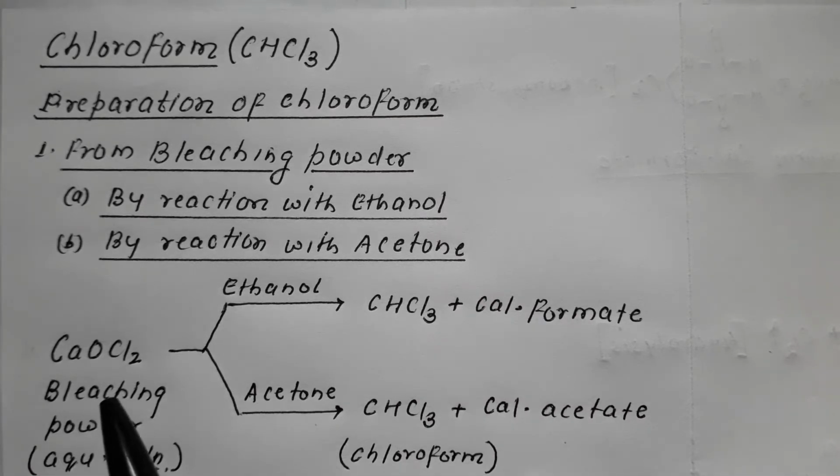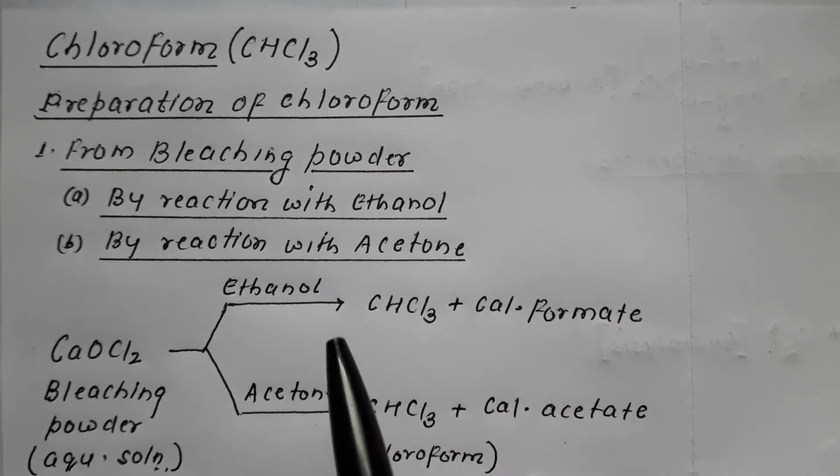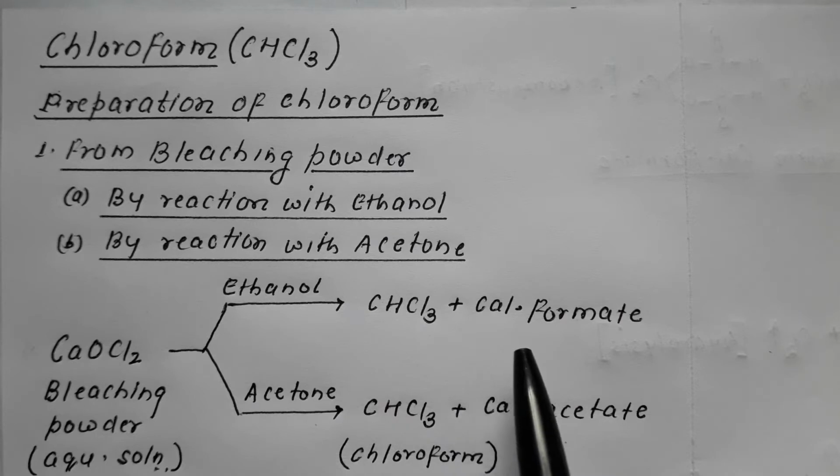Now, if we have taken bleaching powder, CaOCl2, and converted it into aqueous paste, and when into this aqueous paste of bleaching powder we add ethanol, it reacts to give chloroform. Along with it, calcium formate is obtained. If the same reaction is carried out using acetone, if into aqueous paste of bleaching powder we add acetone, we get chloroform, and along with it calcium acetate.